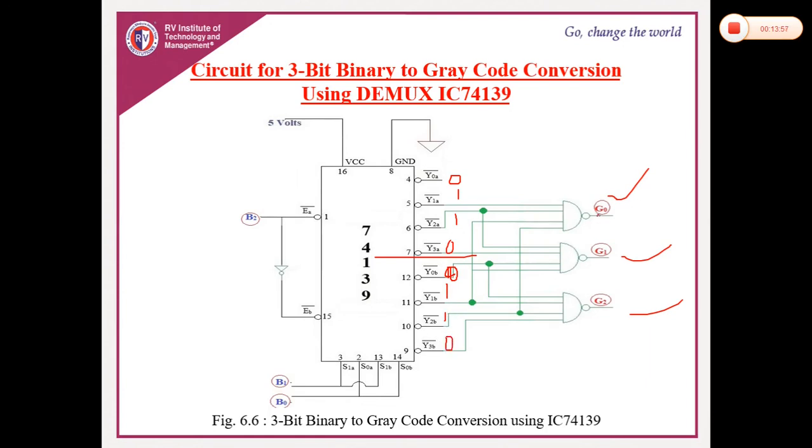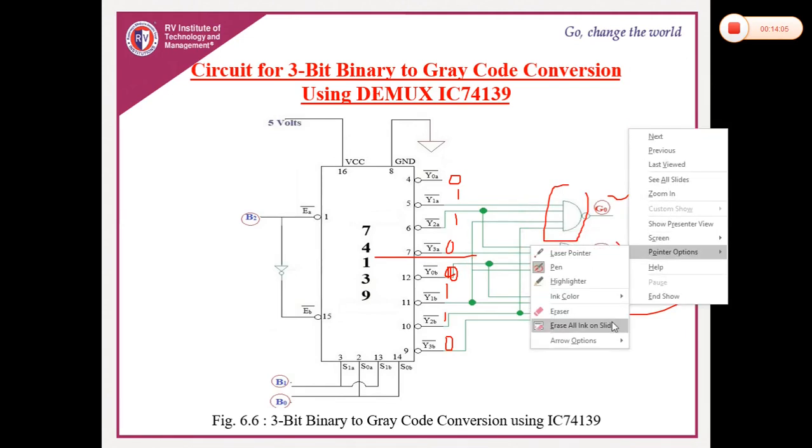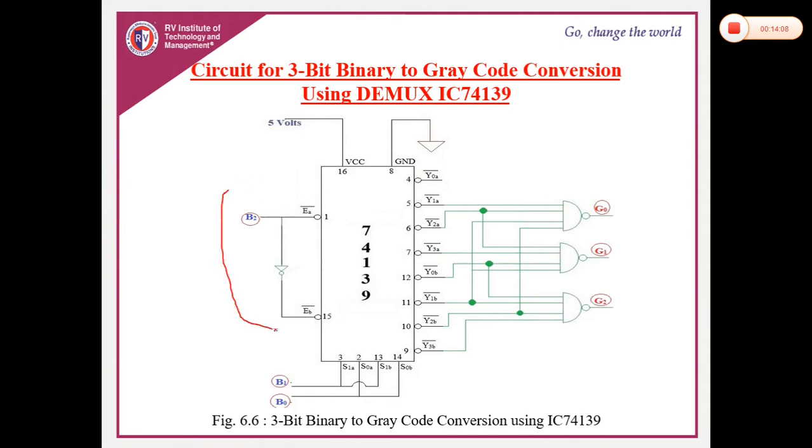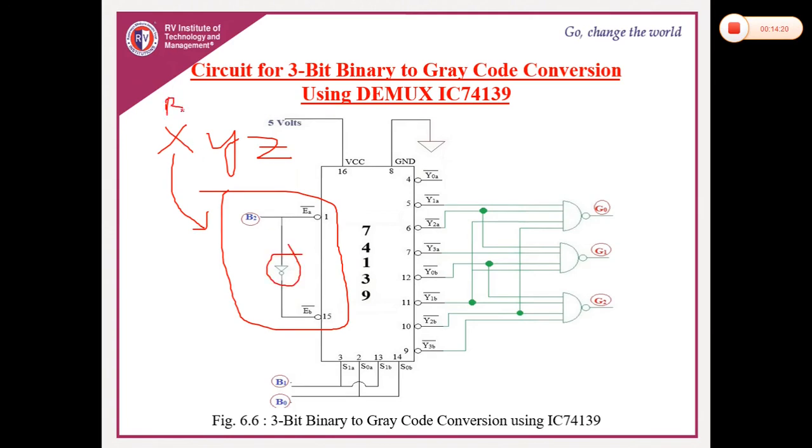So wherever 1 is there, just connect it to G0 for input NAND gate. Similarly, I already told you how to get G1 and G2. Similarly, you have to concentrate on the input side, just like we did for full adder and full subtractor. So first, the MSB bit XYZ for full adder, what we did, X is connected to enable pins via a NOT gate. Instead of X, for binary to gray, we have B2, B1, B0 as MSB to LSB respectively. Okay, this B2 is MSB, B0 is LSB.